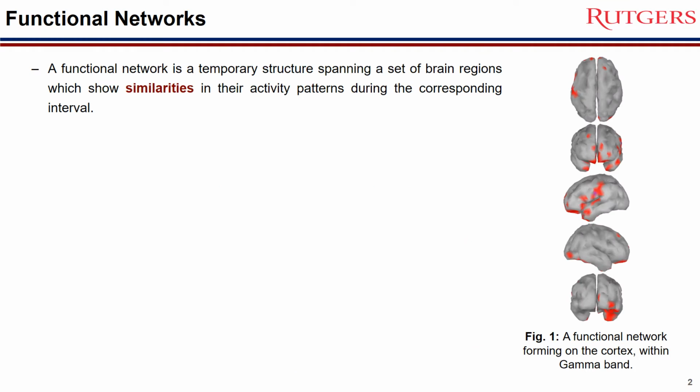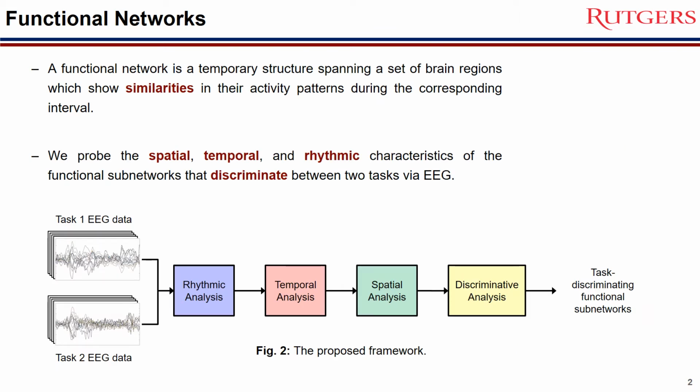Functional networks. A functional network is a temporary structure spanning a set of brain regions which show similarities in their activity patterns during the corresponding interval. We probe the spatial, temporal, and rhythmic characteristics of the functional subnetworks that discriminate between two tasks via EEG.